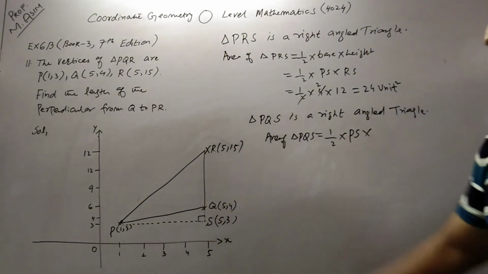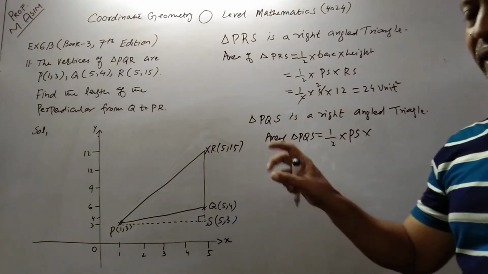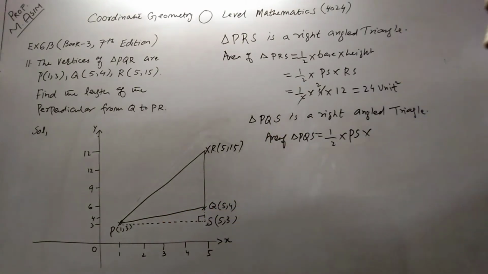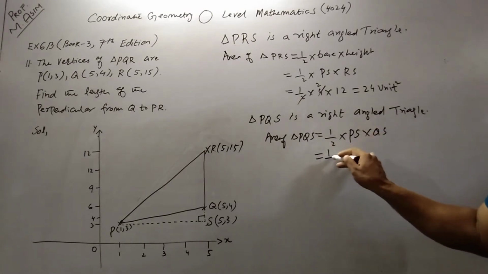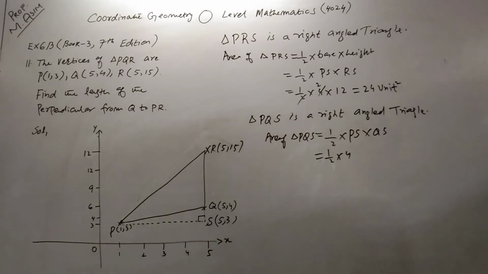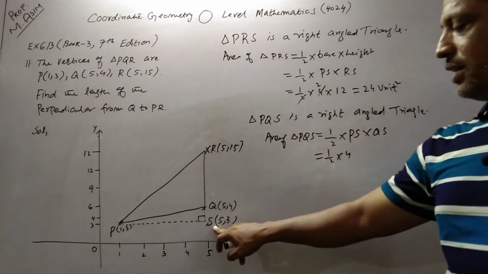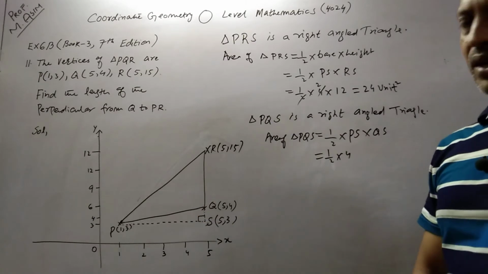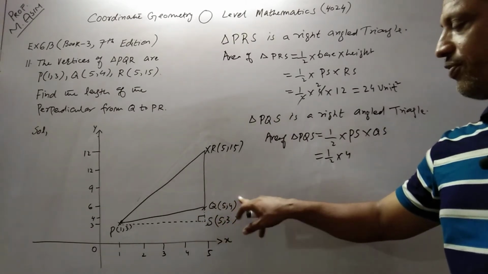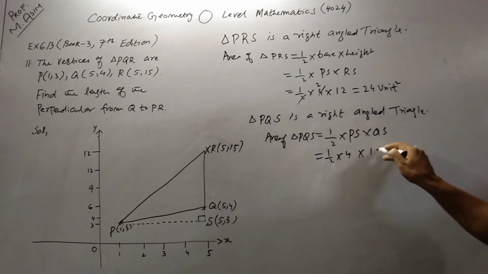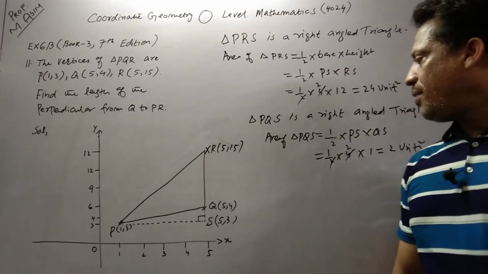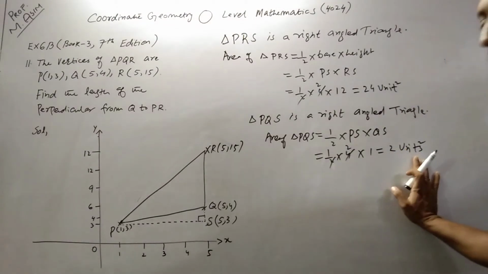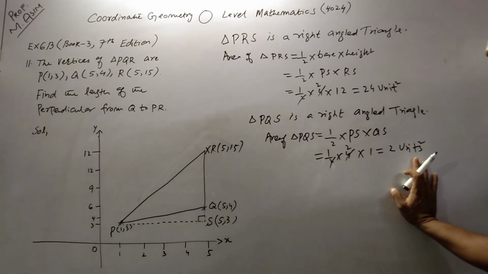And what is the height? Height is QS, because we are finding the area of triangle PQS. So height is QS. 1/2, PS is 4, as we have already found. And what is QS? This is 5, 3, this is 5, 4. So 5 minus 5 is 0, and 4 minus 3 is 1. So 2 fours are 4, 2 ones are 2. Therefore the area of triangle PQS is 2 square units, or 2 units squared, both are the same.